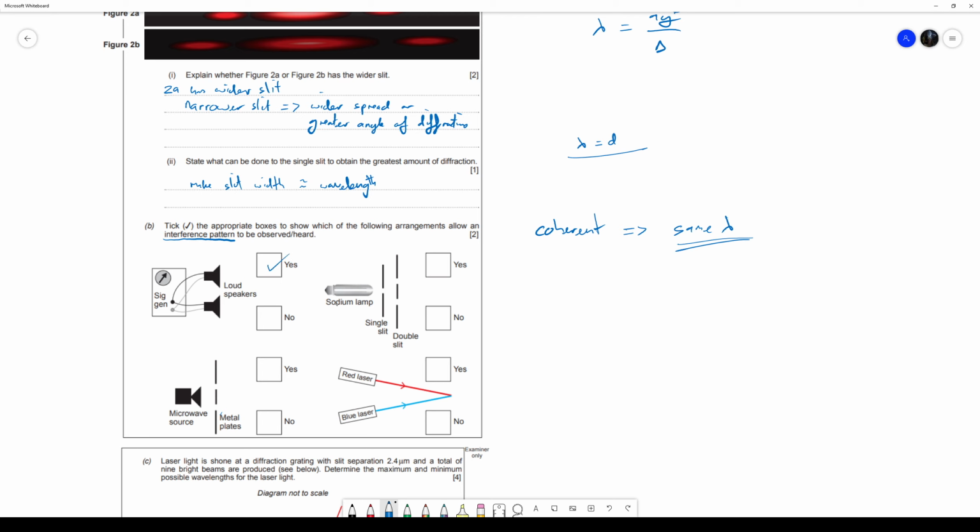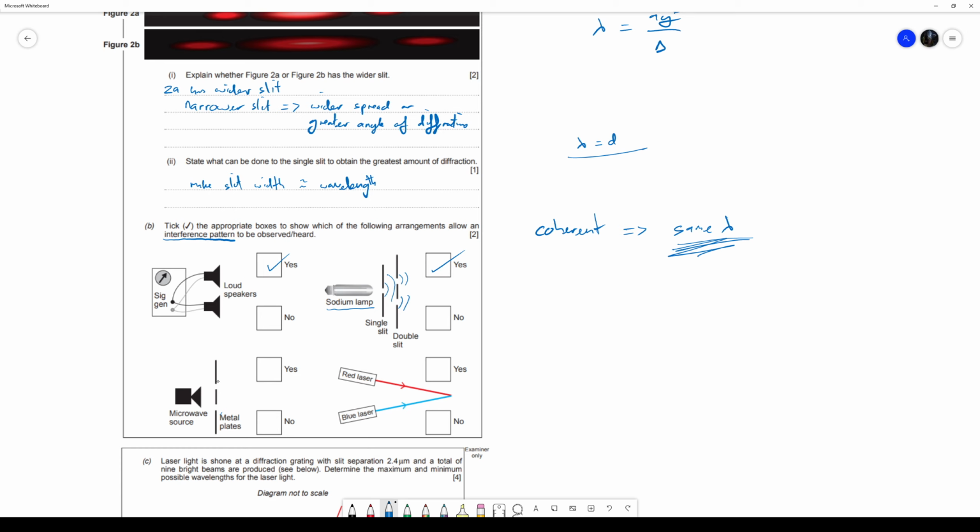A sodium lamp, this is a sodium bulb. It's a gas, it's a discharge tube. So, it works by electrons dropping between energy levels. Therefore, all the photons have the same energy. Therefore, they all have the same frequency. Therefore, they all have the same wavelength. Are there two sources? Well, there's just one, but since it diffracts from here, it passes through both of these slits and it behaves as if it were two sources that are coherent. So, yes, monochromatic, coherent. So, yes.